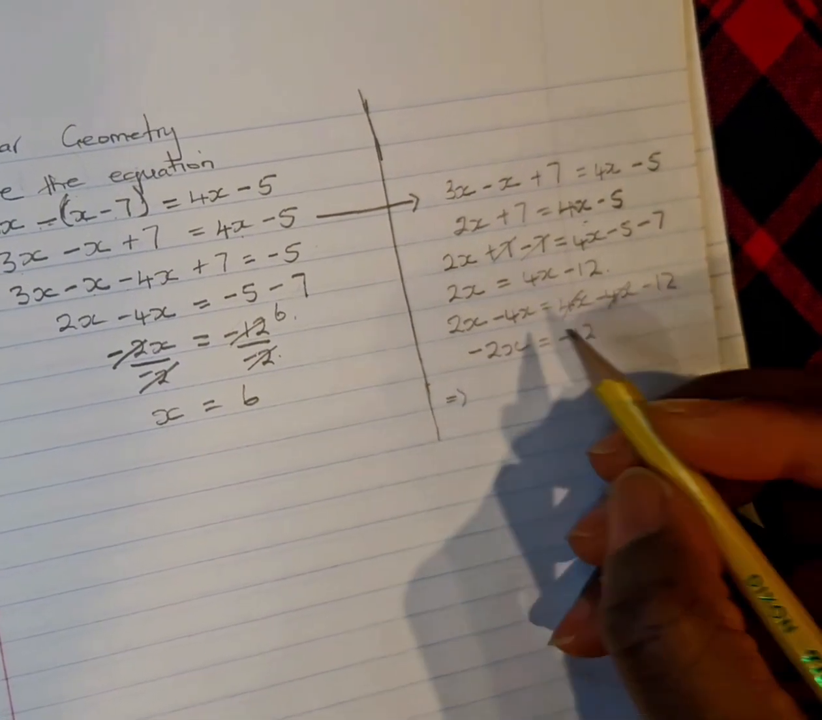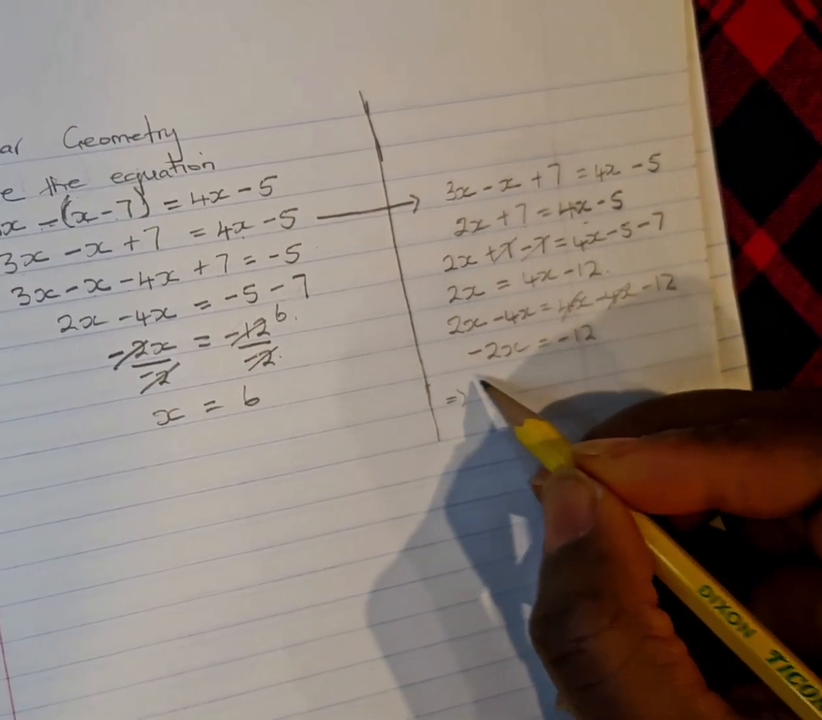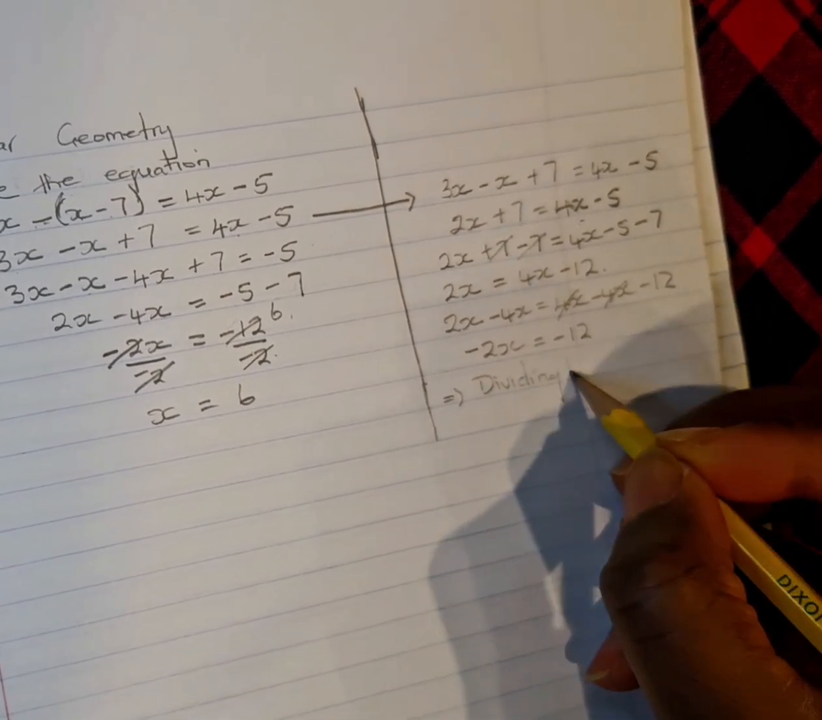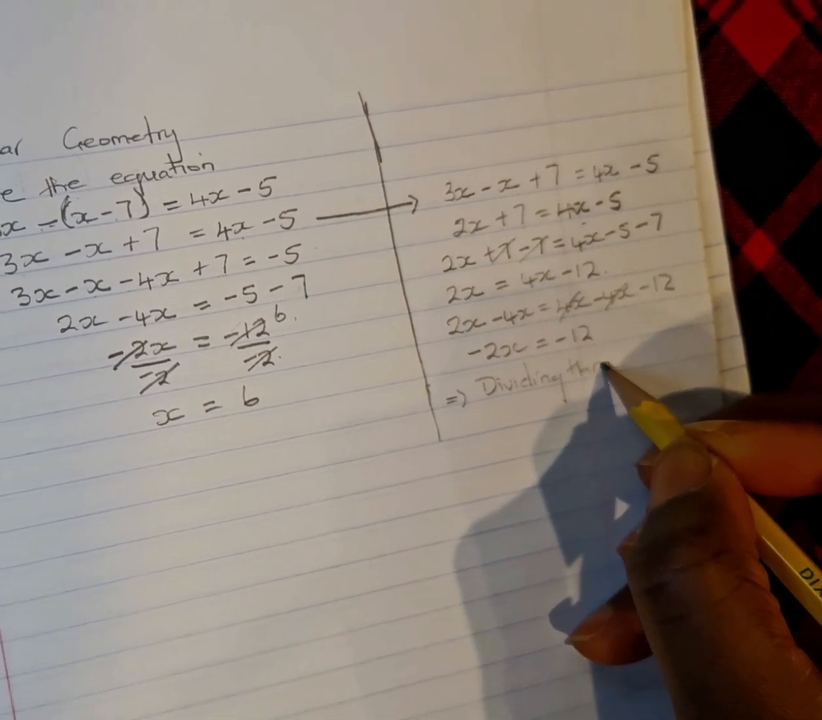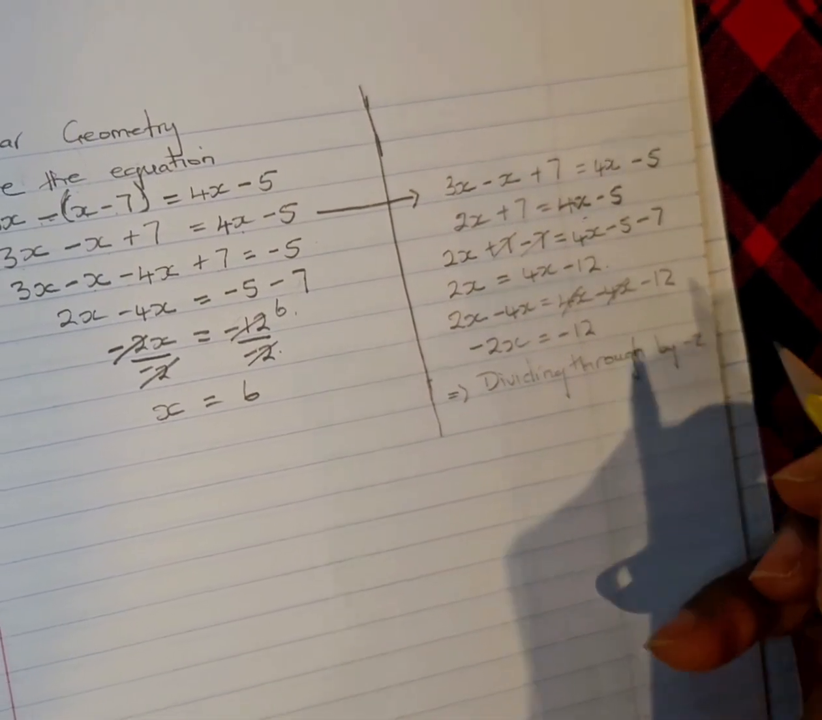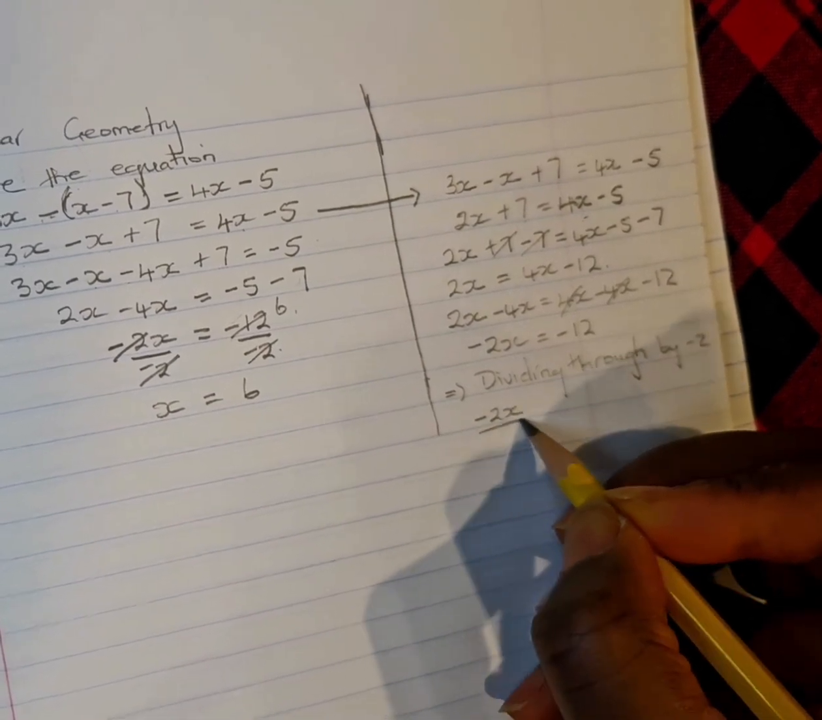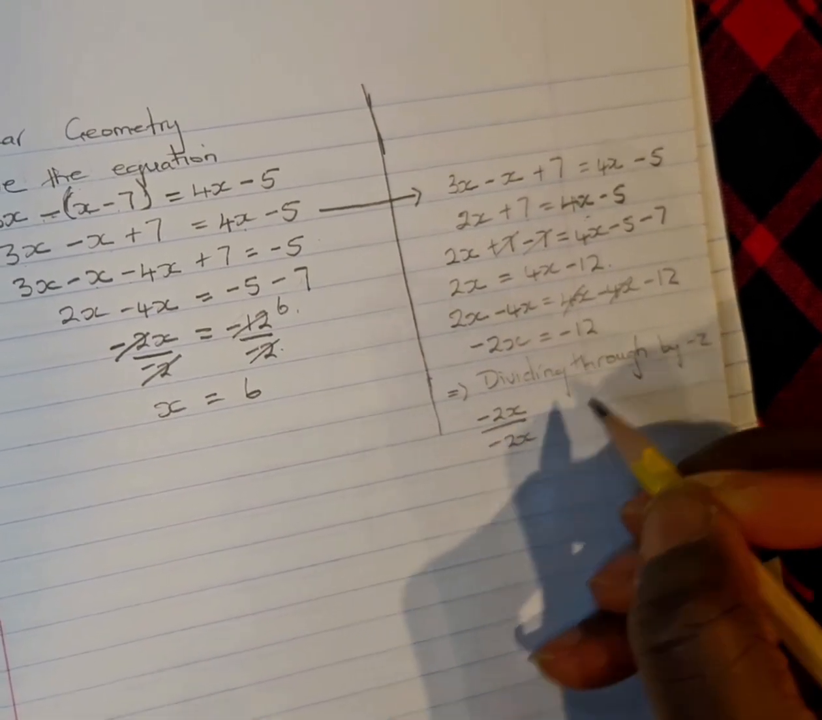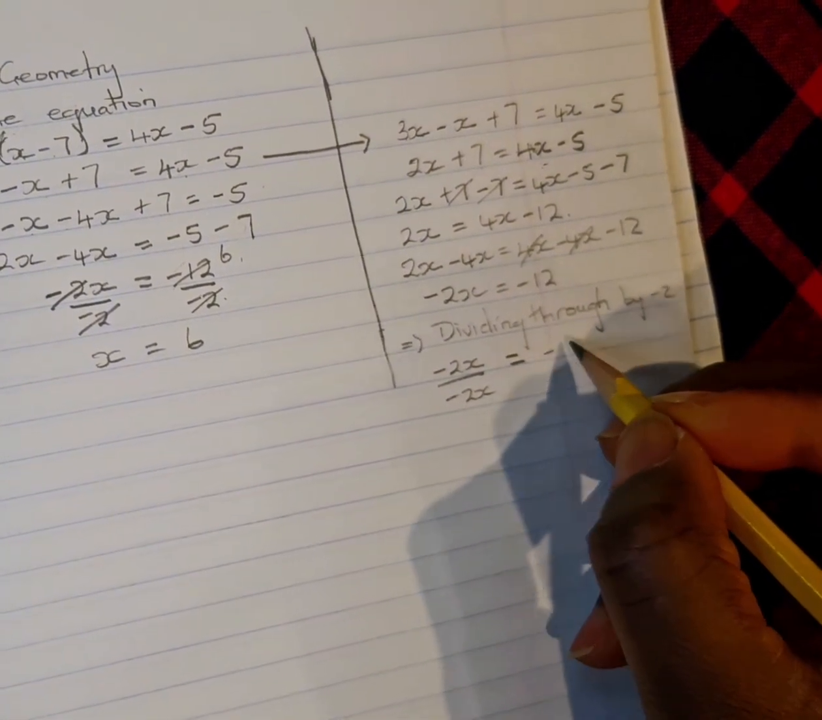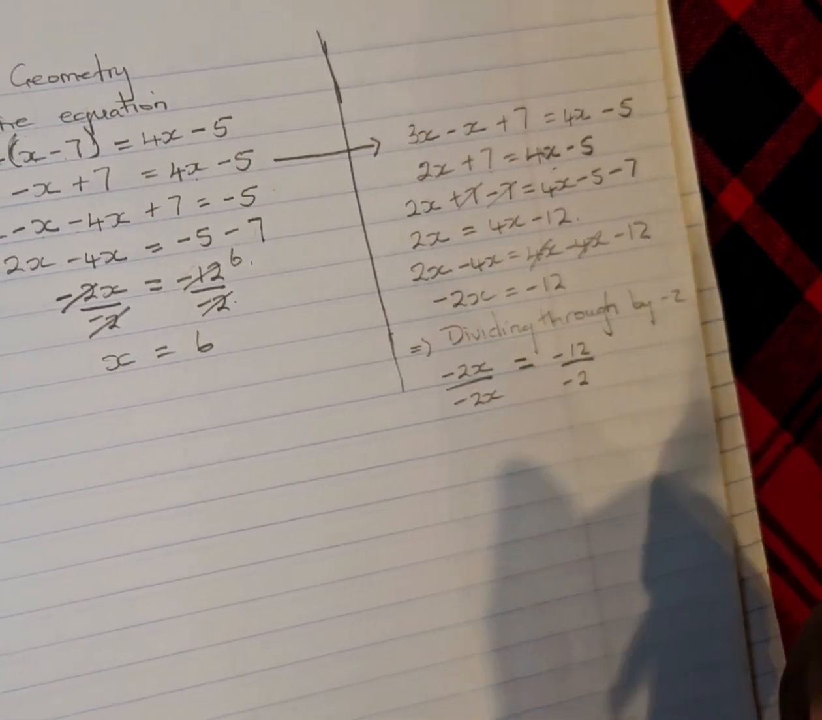which implies, if I divide through by minus 2, I will have minus 2x all over minus 2 equals minus 12 divided by minus 2.